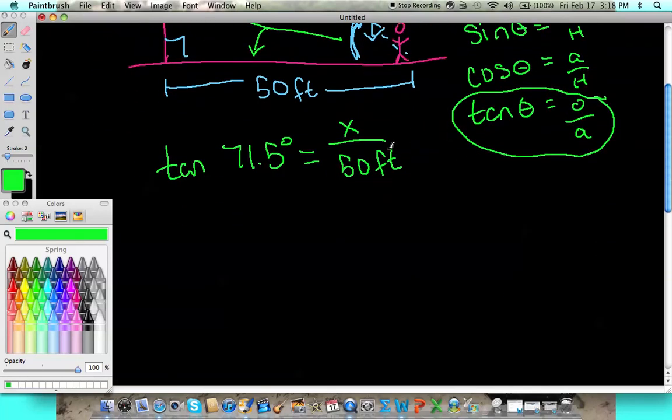So first I'm going to get x by itself. So I'm going to multiply both sides by 50. So now I know that 50 times the tangent of 71.5 is equal to x.